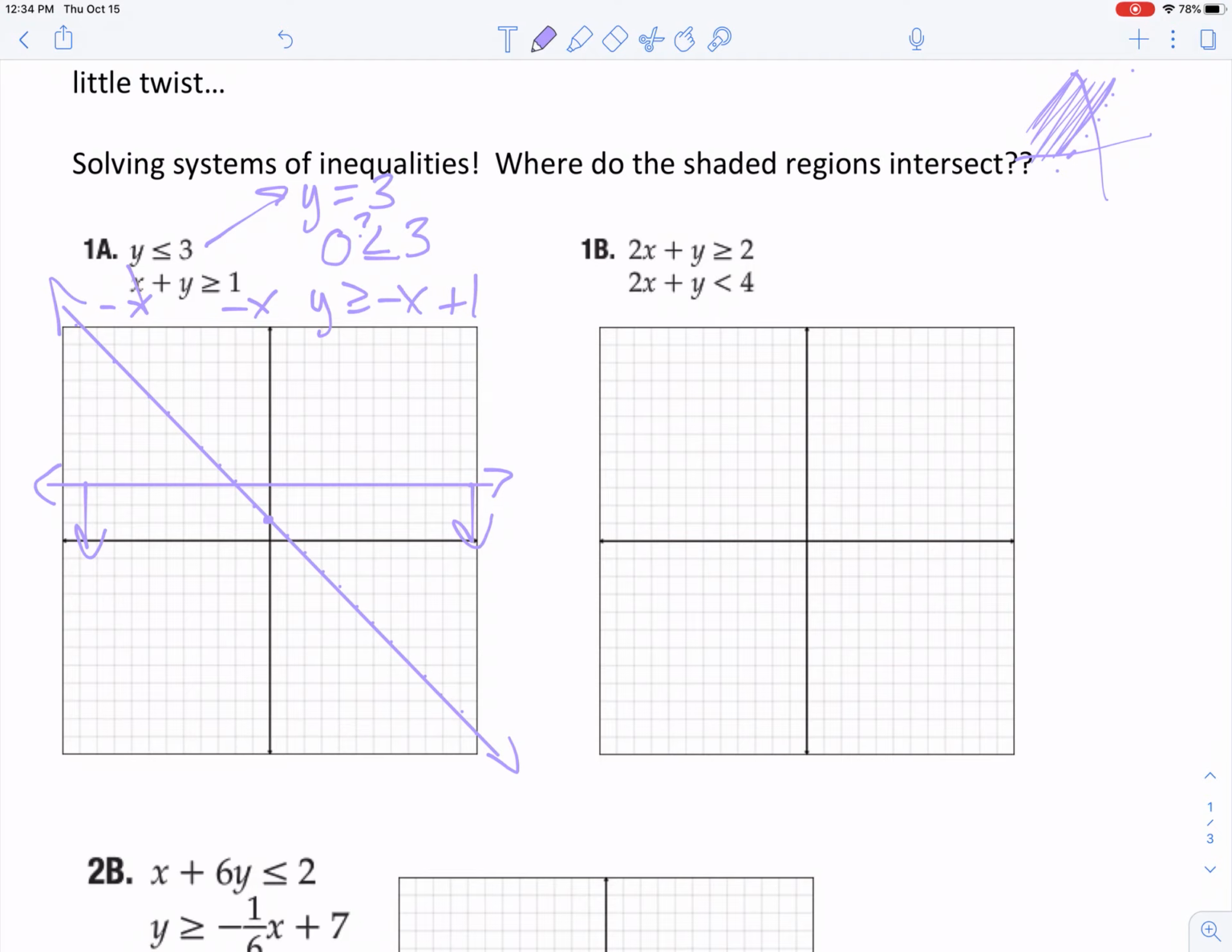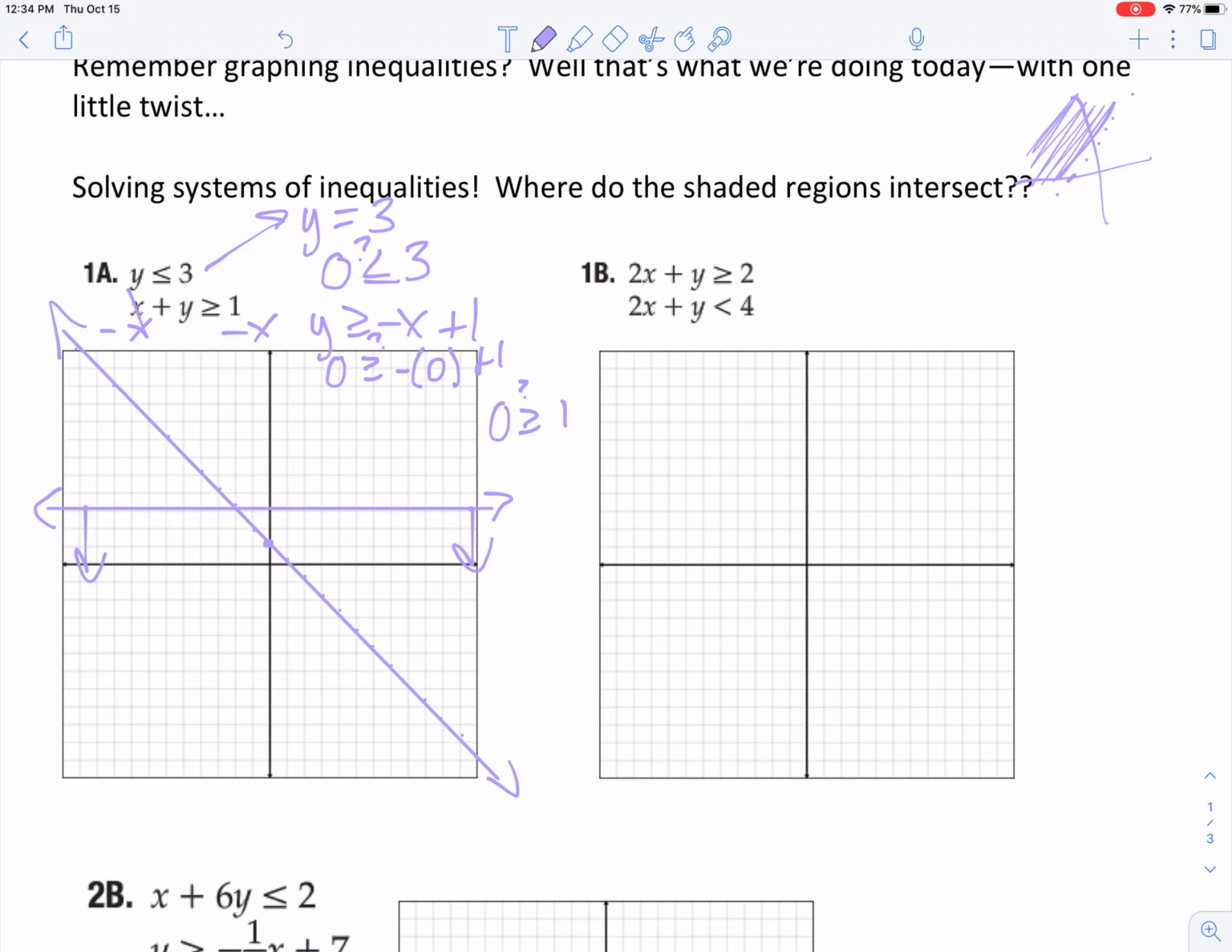Now let's figure out where it shades. It does not go through 0, 0, so that means I can plug in 0, 0. And let's see. 0 is bigger than or equal to negative 0 plus 1. Of course, negative 0 is just 0, and 0 plus 1 is 1. So I'm asking myself, is 0 bigger than 1? And the answer is no. 0 is not bigger than 1. So you can't shade towards the 0, so you need to shade away from the 0.